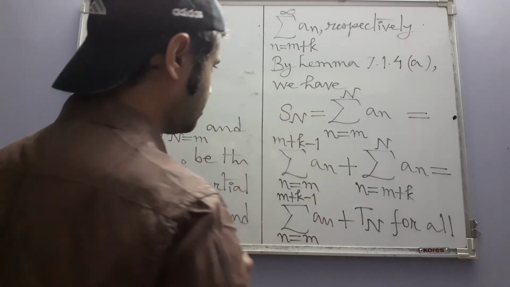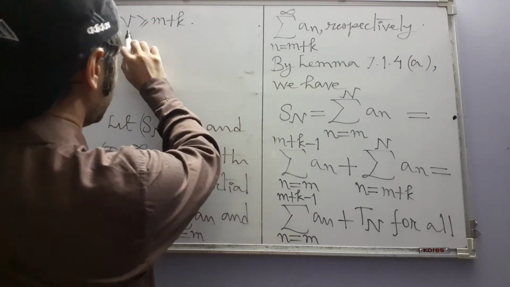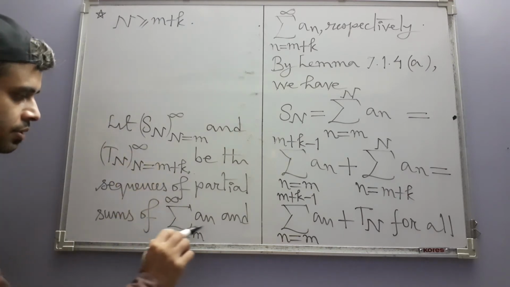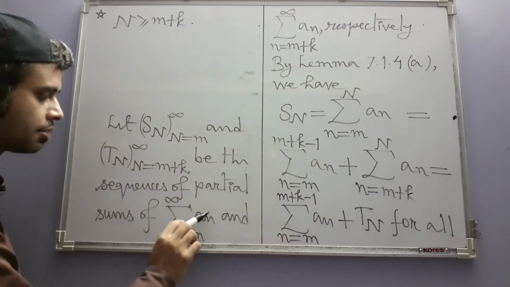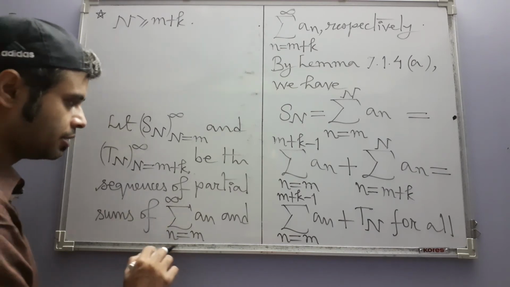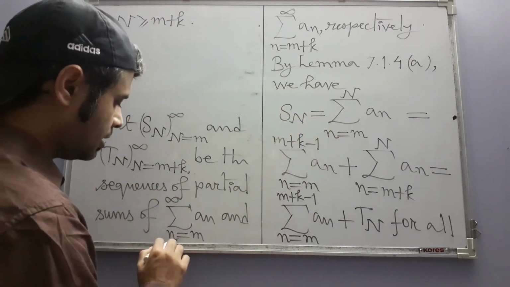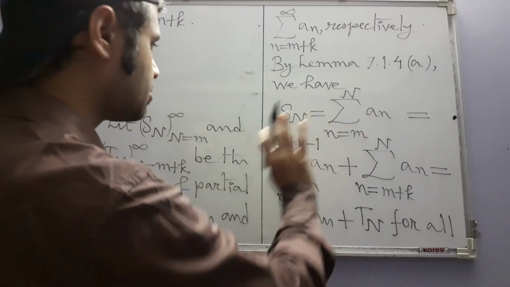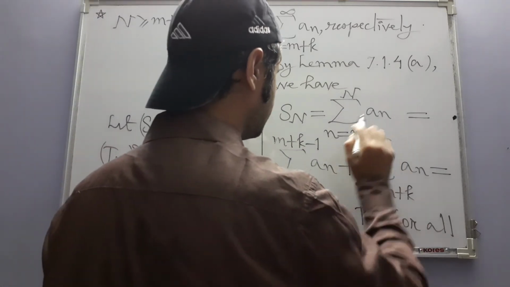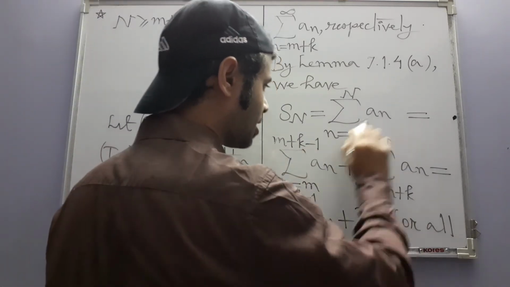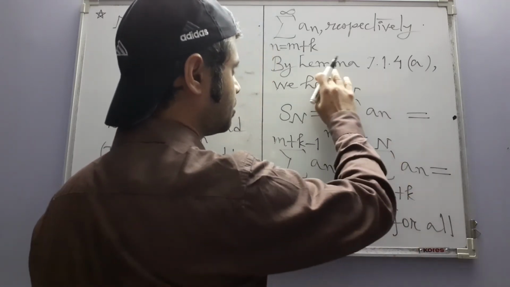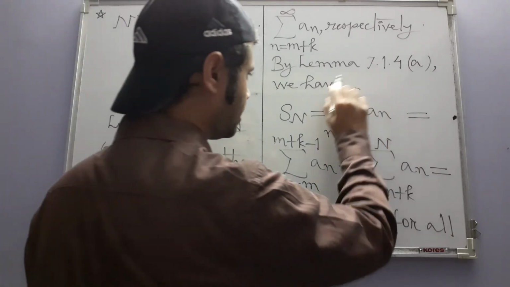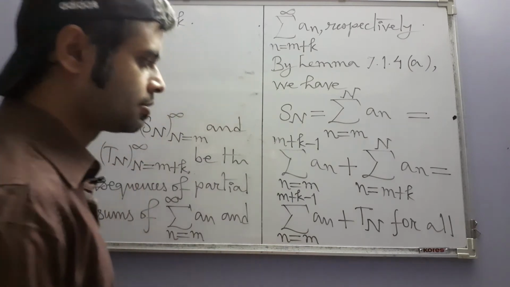Okay, now let us come to these relations. So for such a capital N, Sn, because it's the nth partial sum of this series, is just simply such a sum where the index varies from m to capital N and the terms are an. Okay, so this is okay, and this equals this plus this, and that thing is coming from lemma 714 part A. You can write a finite series as a sum of two such finite series.